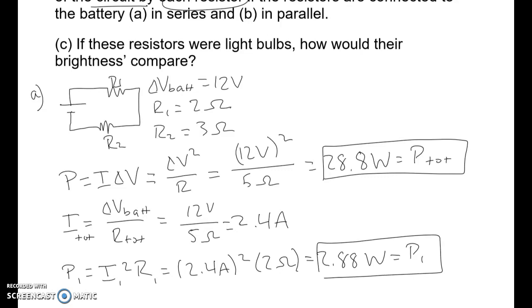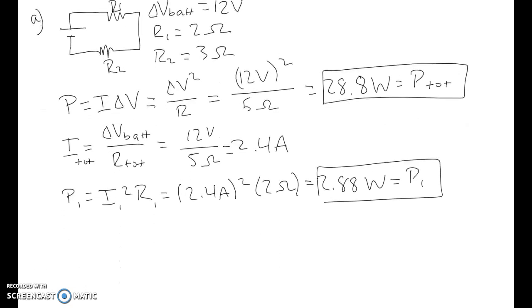I'm going to scroll a little bit more, give myself a little more room to do the same computation for resistor 2, which has the same current running through it, since they're both in series. But its resistance is 3 ohms.